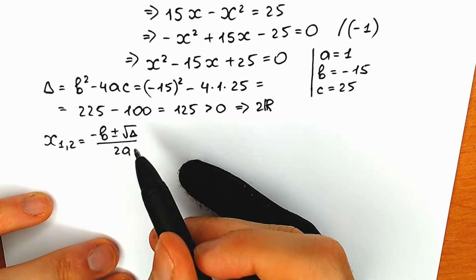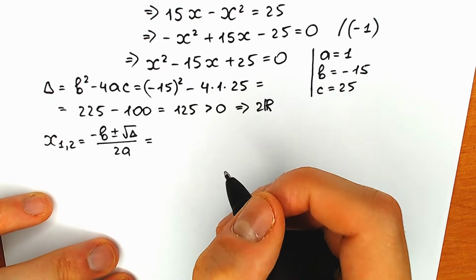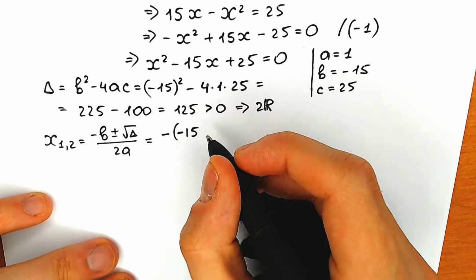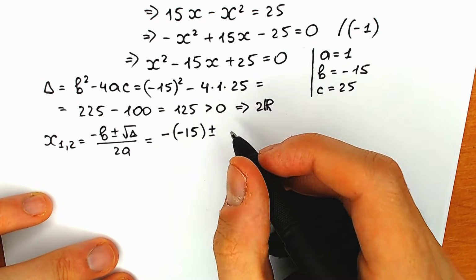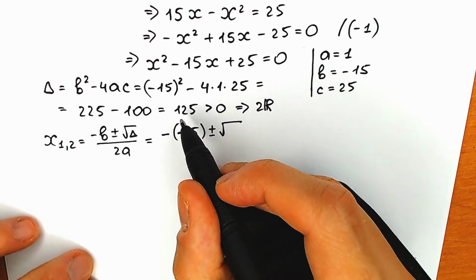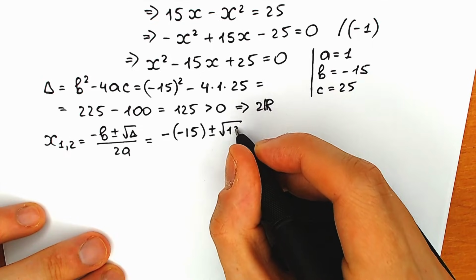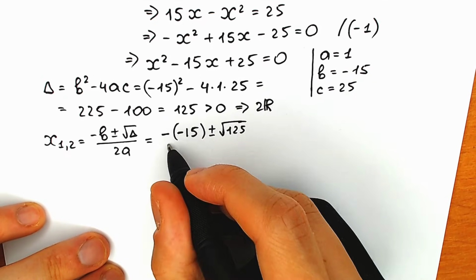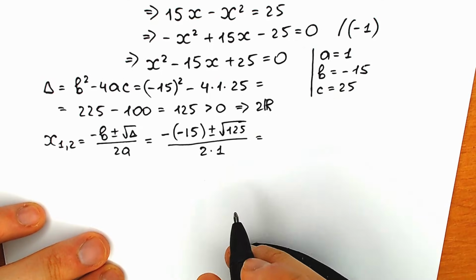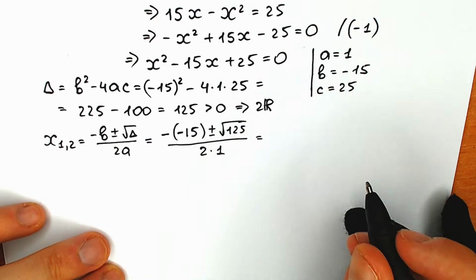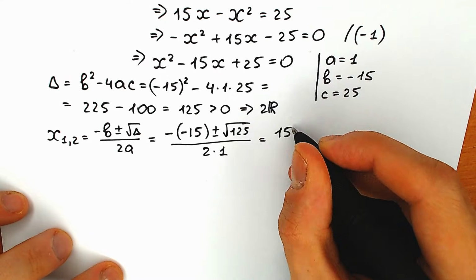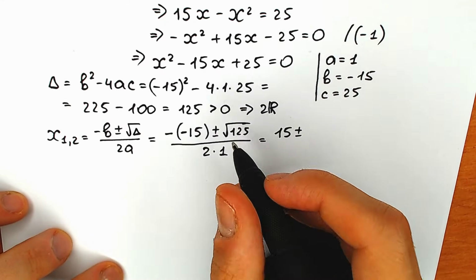We know everything. We know a, b, and we also know this discriminant. So minus b is minus minus 15, plus minus square root of the discriminant, which we have right here, 125, all over 2a, 2 times 1. Minus times minus equals plus, so we simplify this. We have 15 plus minus square root of 125.